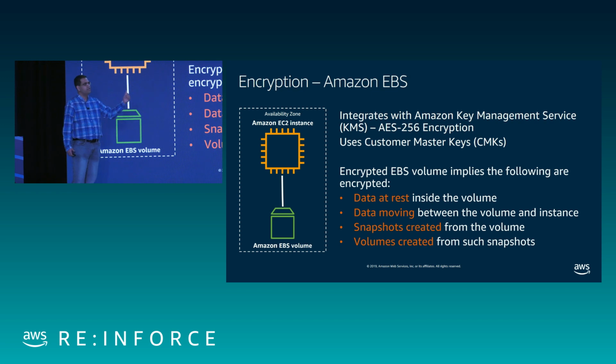So in other words, encrypting a volume ensures that all those specific pieces of storage going from instance to EBS, from EBS to snapshots, and any subsequent volumes created from that snapshot are all in an encrypted state.